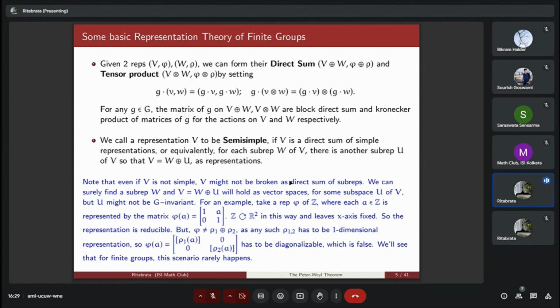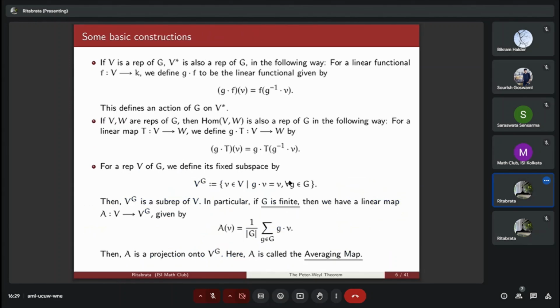So in this case we see that we have a representation with an invariant subspace, but we cannot write it as a direct sum of invariant subspaces, because the complement might not be invariant. We will see that for finite groups this scenario happens very rarely, which will be our next topic. Before that, we need some machinery, some gadgets to develop.